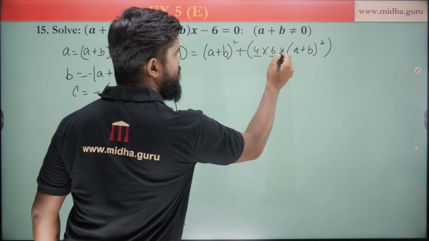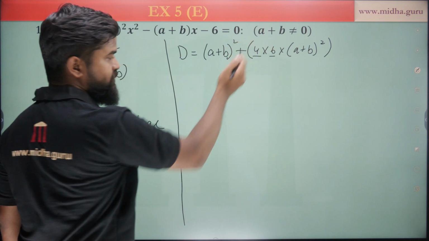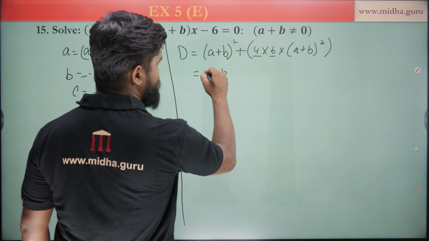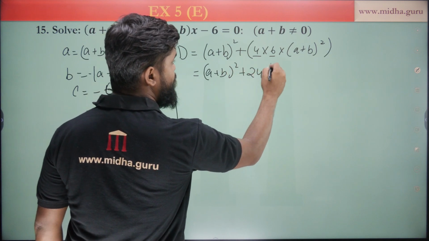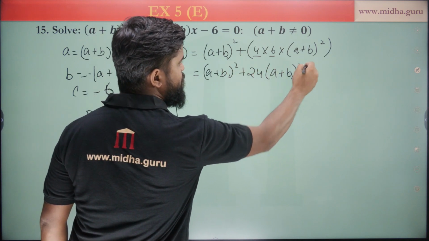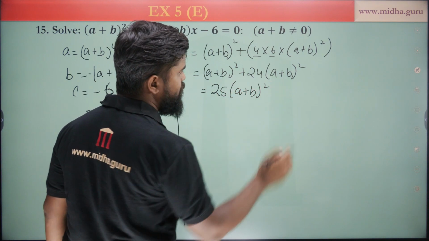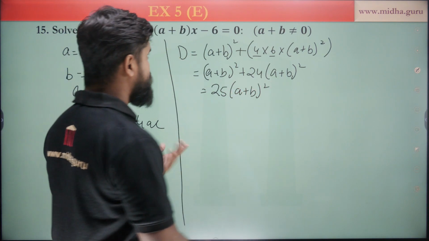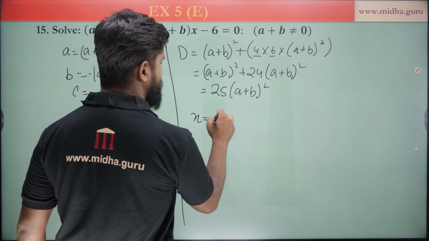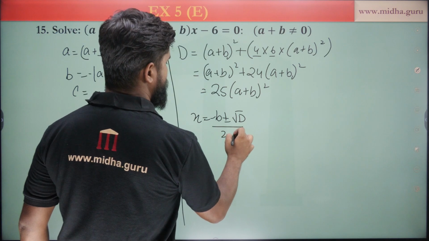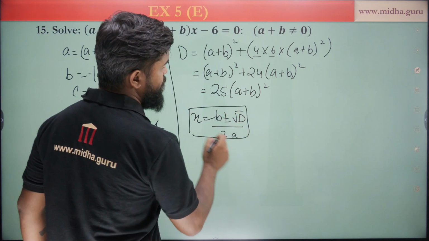So this is 4, and if you don't understand, this was minus 6 which made it plus. So now we have (a plus b) whole square plus 24 times (a plus b) whole square, which gives us 25 times (a plus b) whole square. Now to put it into the quadratic formula, that is minus b plus or minus the root of D divided by twice of a.